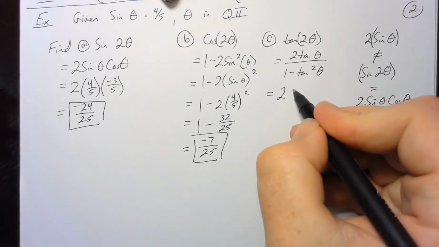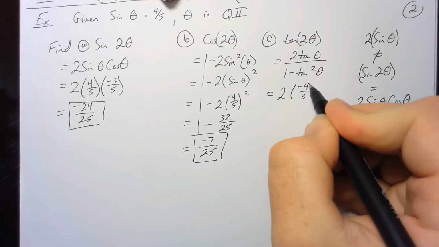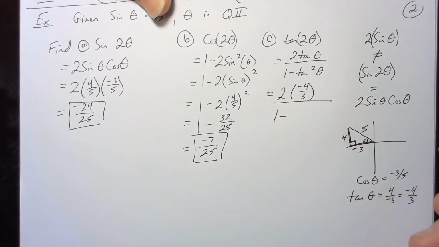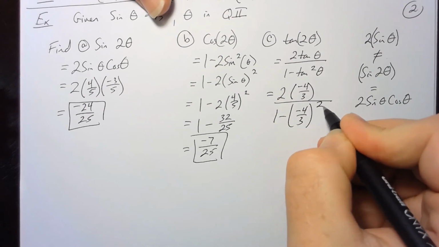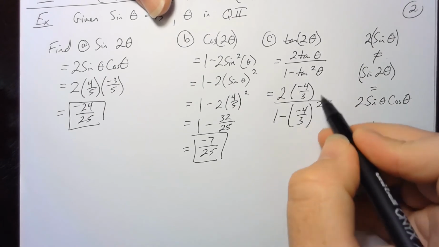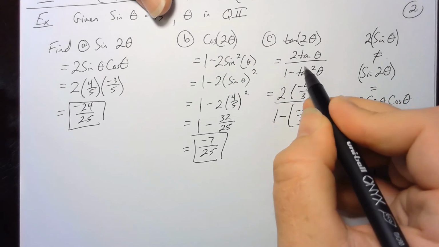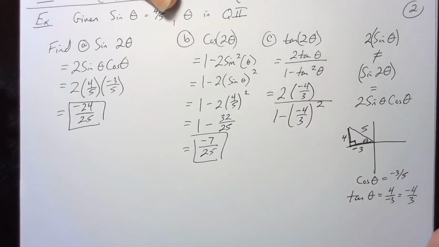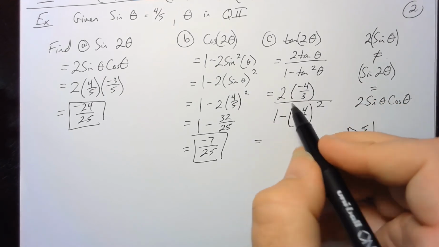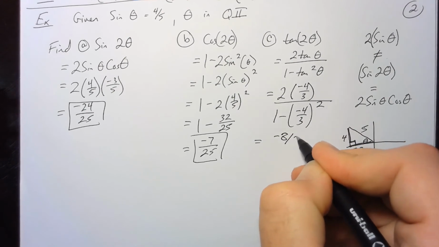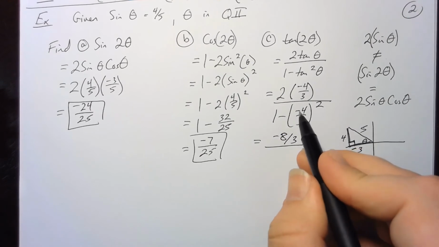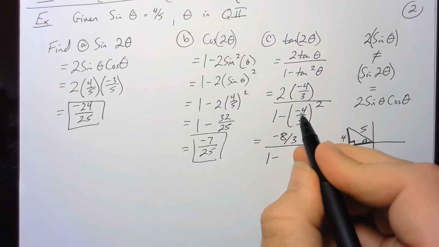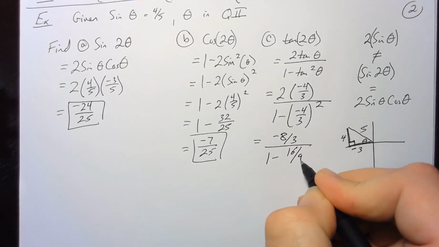My tangent of theta is negative 4/3, divided by 1 minus, and then it's negative 4/3 again, but that whole thing is squared because that whole negative 4/3 is replacing my tangent of theta, and my tangent of theta is what's actually squared. So very carefully, I'm going to have negative 8 divided by 3. Notice how I'm writing it with the side division instead. And this one here, I'm going to square, so it's still going to be 1 minus, and then positive 16 over 9.